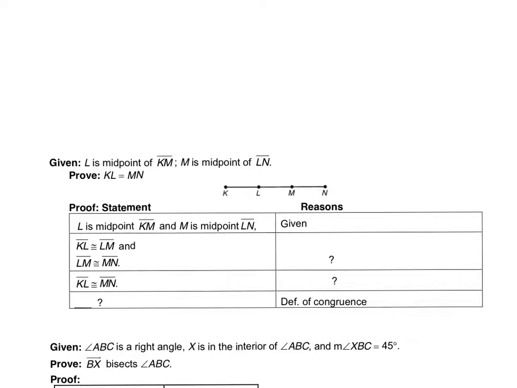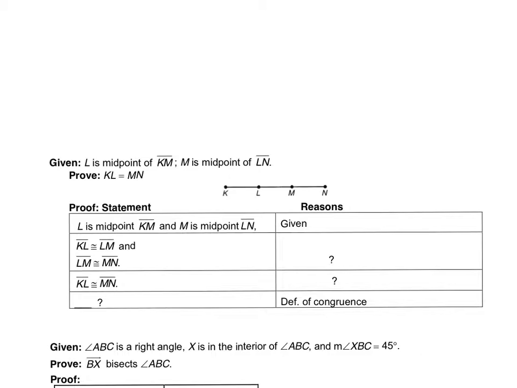All right, so the first one you're dealing with a segment, right? It says L is the midpoint of KM and M is the midpoint of LN. Prove that KL is equal to MN. So the first one's given, L is the midpoint of KM and M is the midpoint of LN. They put them both in together. Second step says KL equals LM and LM equals MN.